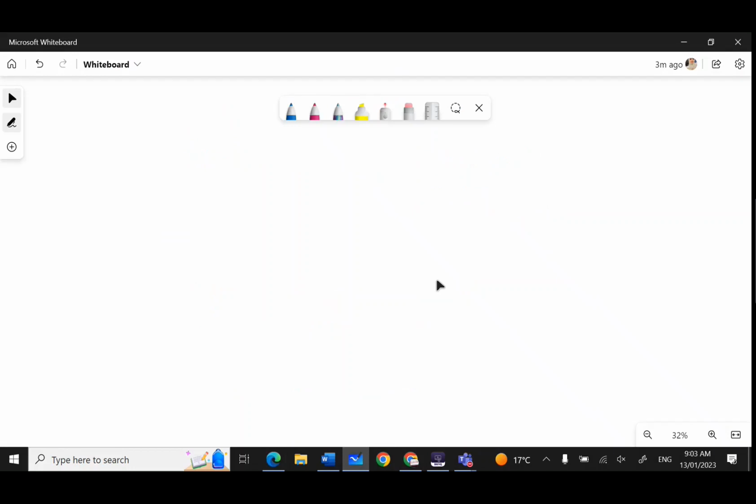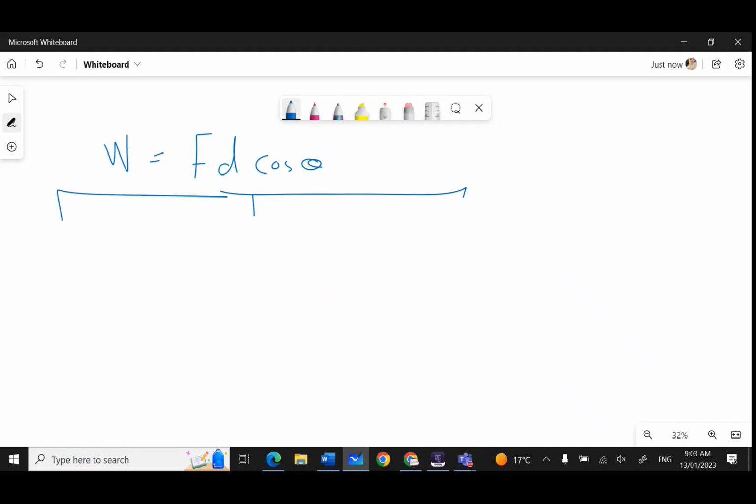Now, work in physics, W equals force times displacement times cosine the angle theta. I have three cases. Work could be positive, could be negative, or zero. Now, when do I have a positive work?